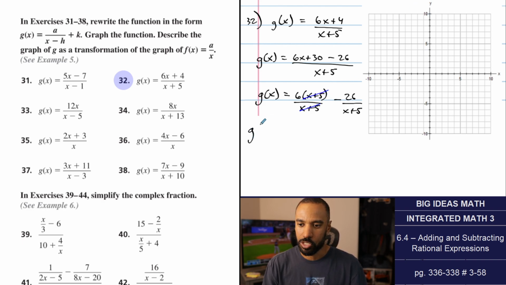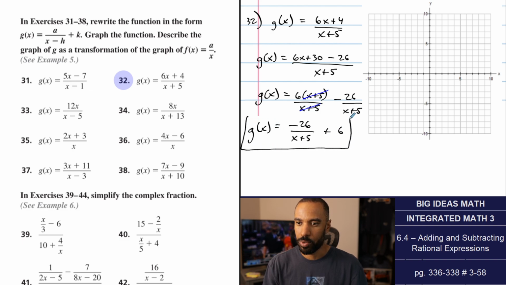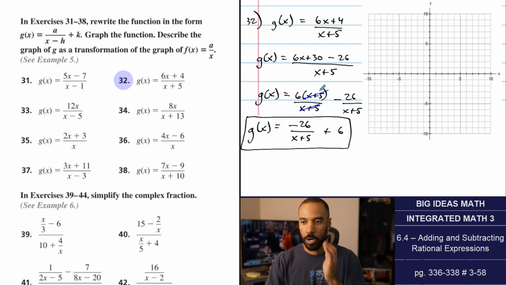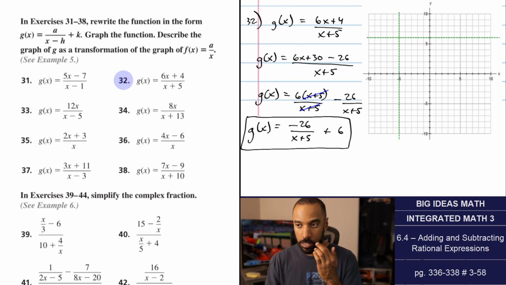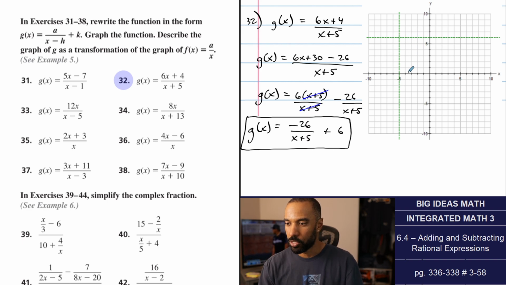And now I have, and this is not going to be as fun to graph, negative 26 over (x plus 5) plus 6. So there's the rewrite of this equation. We are now going to graph it, where we have a vertical asymptote at negative 5, horizontal asymptote at 6. And negative 26 is our a value. Dividing it by 1 is negative 26. That doesn't fit. Divide it by 2, you get negative 13. And 13 down from 6 is negative 7.